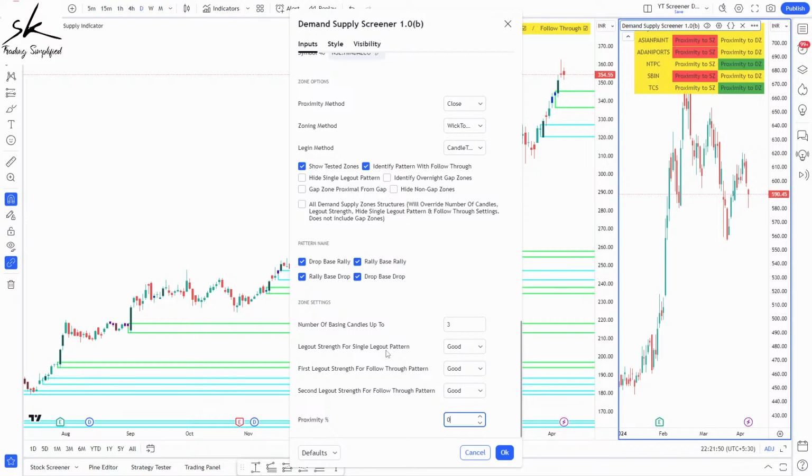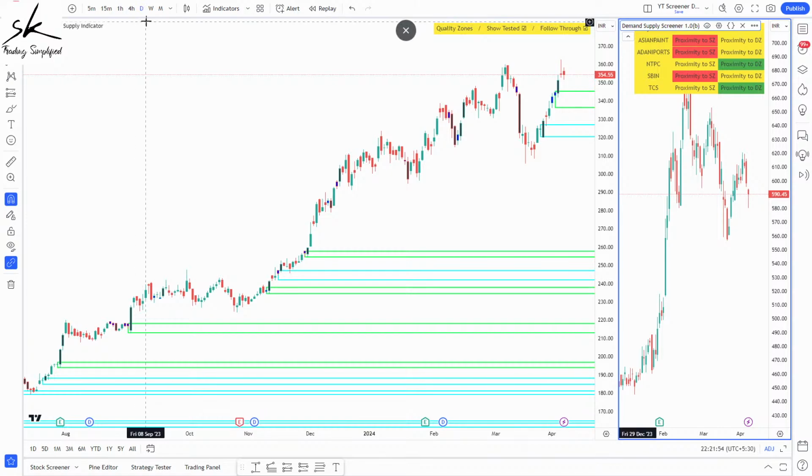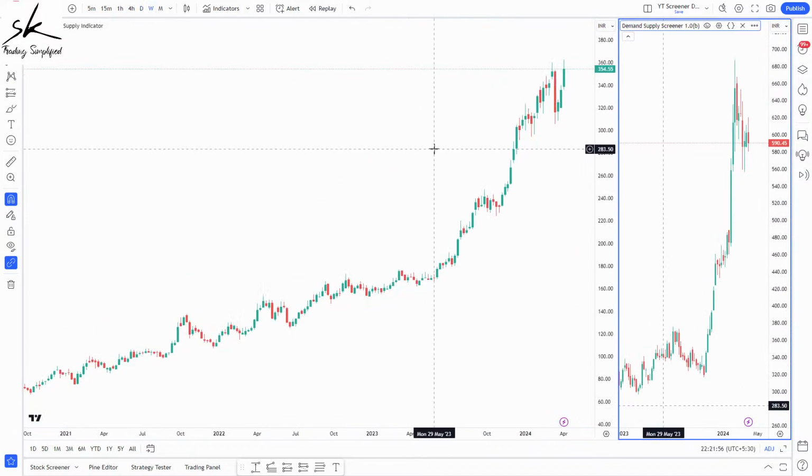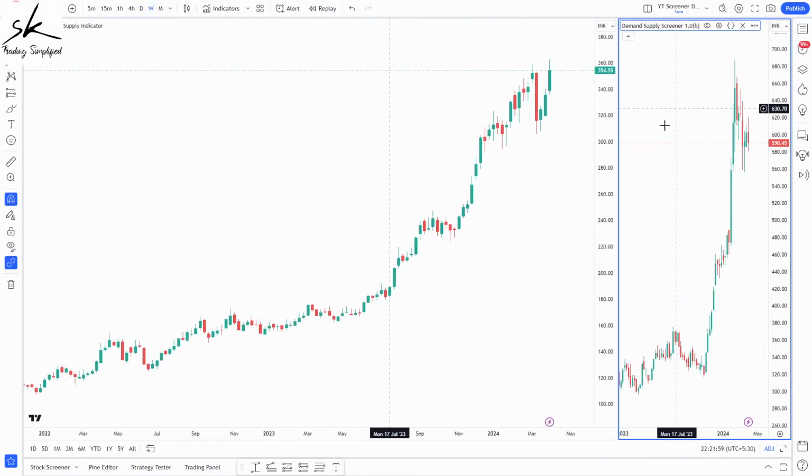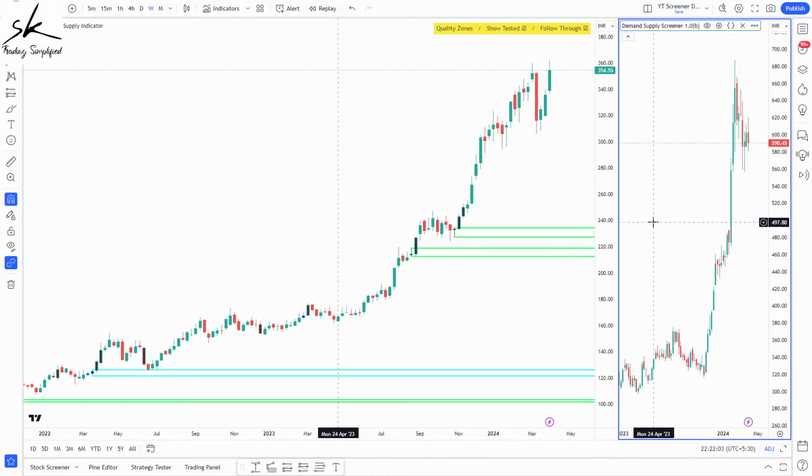Because 0 means I'm either touching the proximal or I'm inside of that proximal. And because I want it on the weekly time frame, I'll change my time frame to weekly, and now you will see it will generate the list for me. And you can see it hardly took me maybe 20 seconds to look into those.